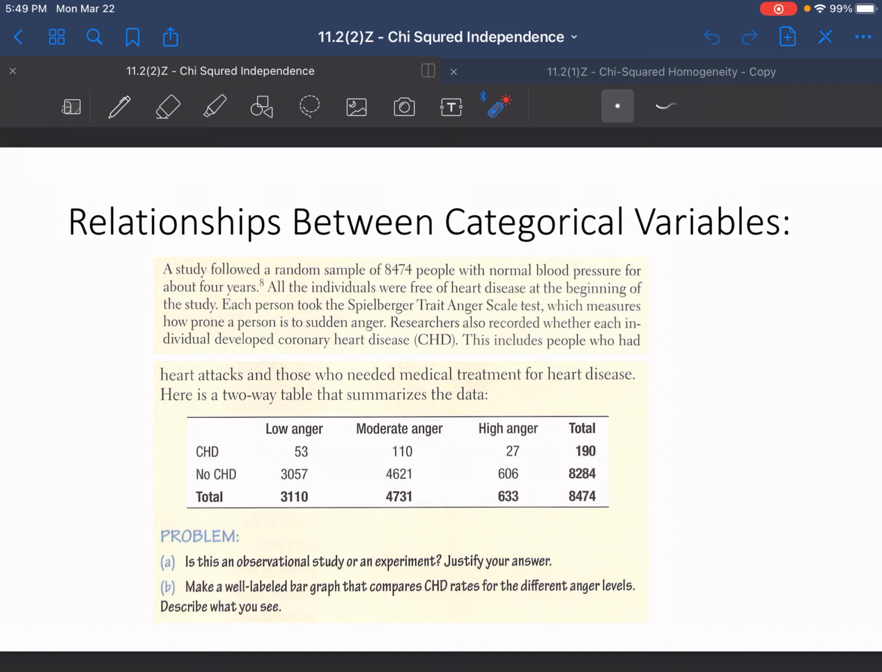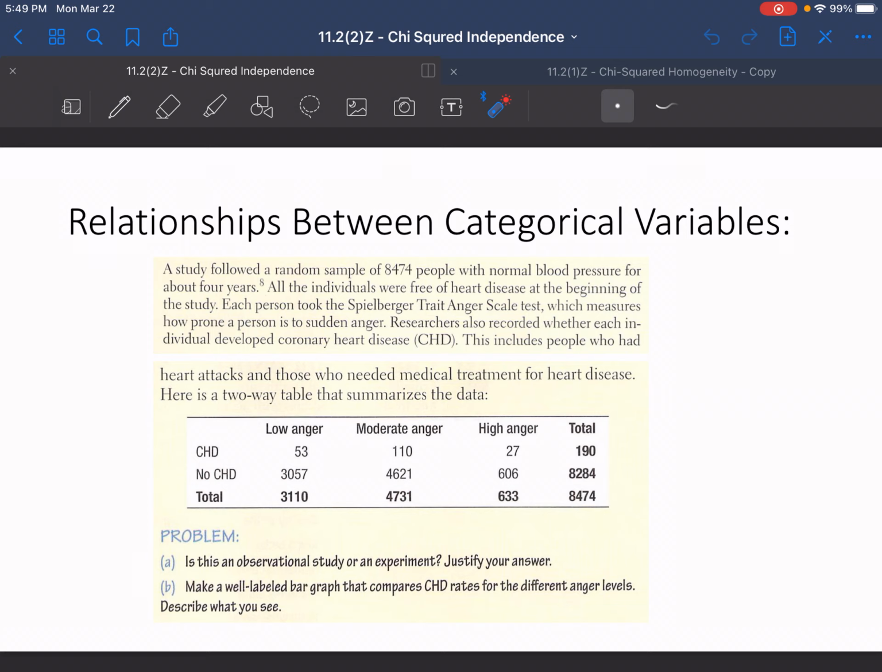When we're running a chi-squared test for either homogeneity or independence, they're both going to use a two-way table. You'll notice that each one of the columns represents the anger level. So this represents low anger, moderate anger, and high anger levels. And then whether or not they had the actual heart disease itself. CHD represents that they did have heart disease. No CHD represents that they did not have heart disease.